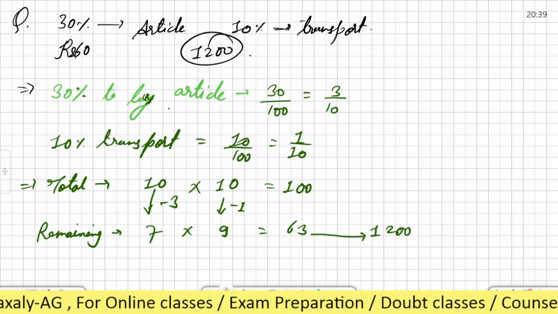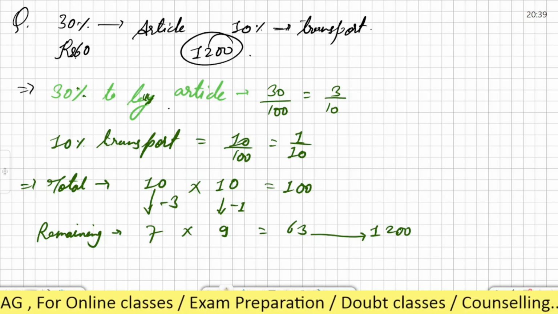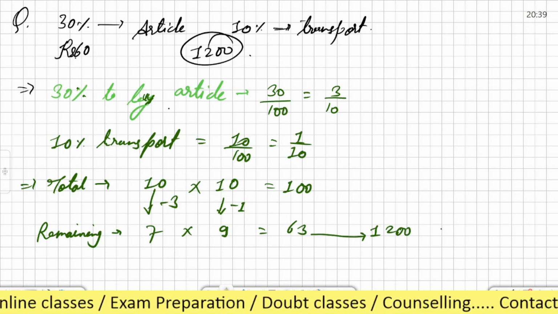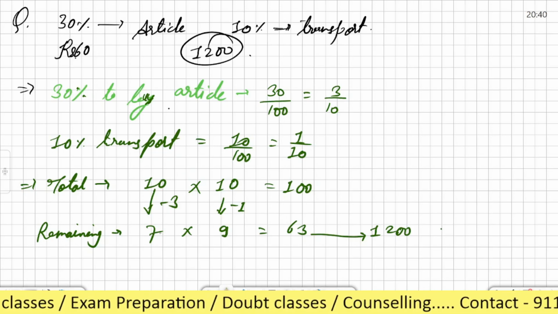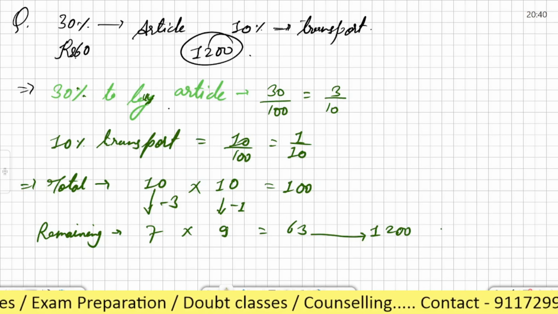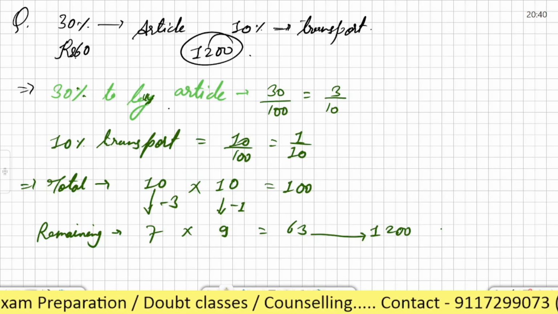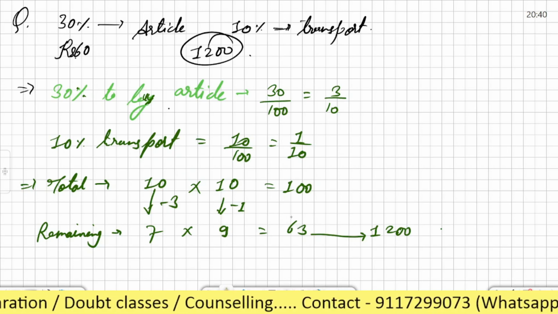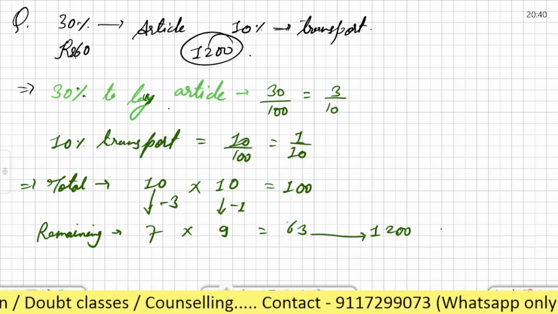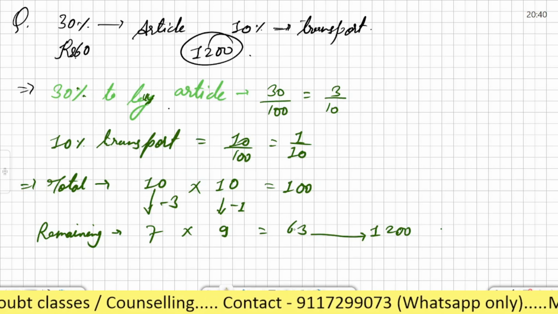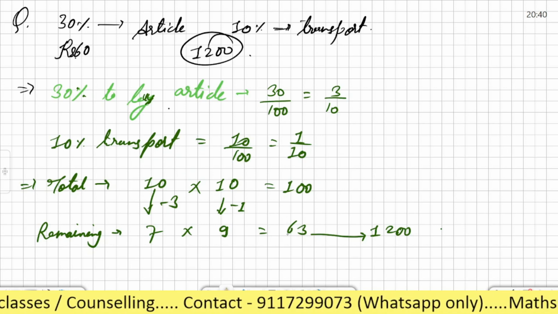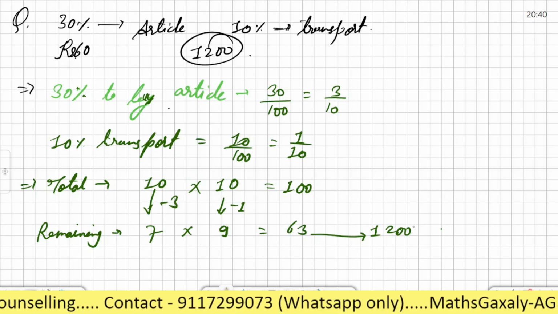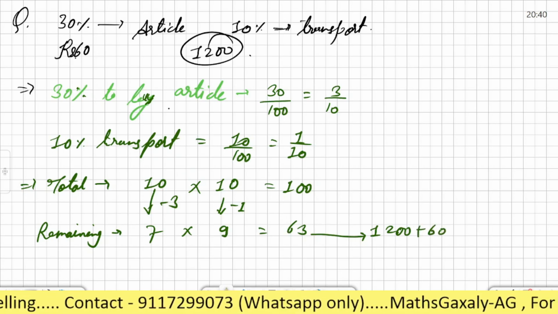So as I told you, here it is given 1200, right? It left with 1200, right? And here we discussed only about article and transport, right? There is no discussion about the donation. Okay, and after accepting the donation he is left with 63. It means this 63 consists of both amounts, the donation amount and the remaining amount also. Okay, so here we will add 60.